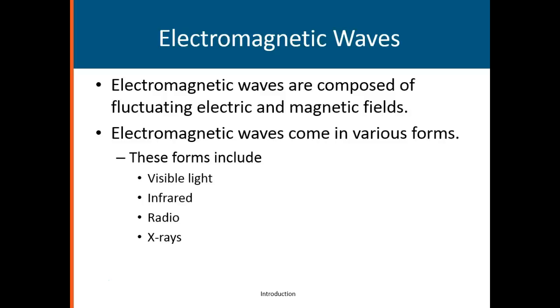Electromagnetic waves are composed of fluctuating electric and magnetic fields, and they come in various forms. For instance, visible light that you see outside or that we produce inside, this is electromagnetic waves. Infrared rays, which you don't see unless you have special goggles, but you sense those, that's typically heat radiation. Then we have radio waves, which you don't see or sense, but you can tune your little devices to them, and they pick up radio waves.